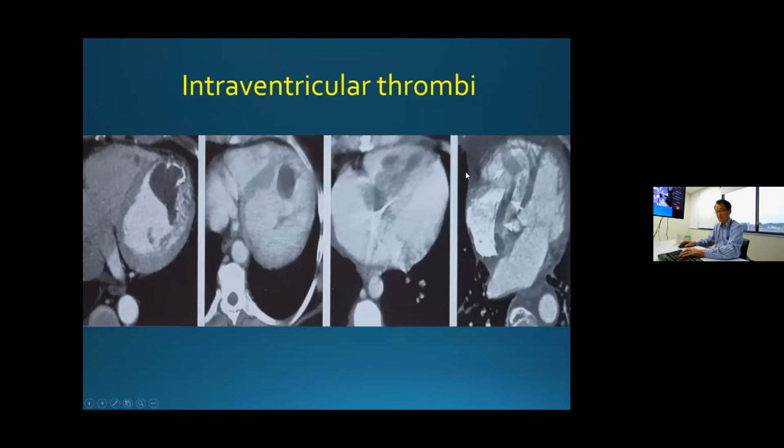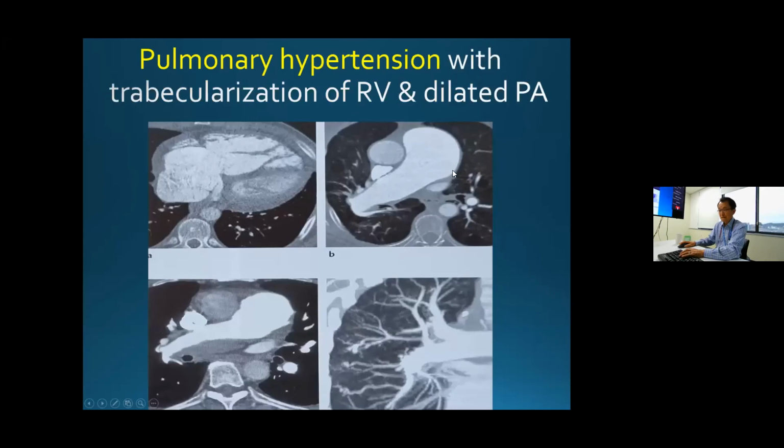But the thrombus can also look like a real mass. So MR can separate thrombus from tumor because the thrombus has superparamagnetic hemosiderin. And pulmonary hypertension can also show, okay, right ventricular trabeculation and a dilated main pulmonary artery and this kind of thing.